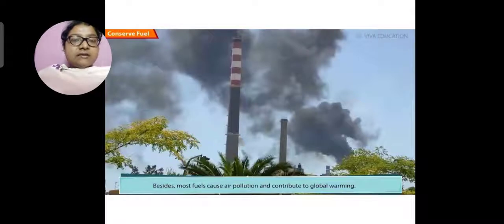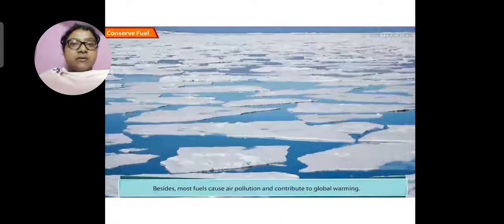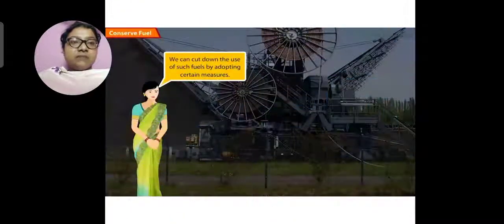Now, how can we conserve our fuel? Which is very much important. Most of the fuels cause air pollution and contribute to global warming, which creates a bad impact on nature. They release polluted air into our environment, which has a very negative impact on our natural environment and causes global warming.